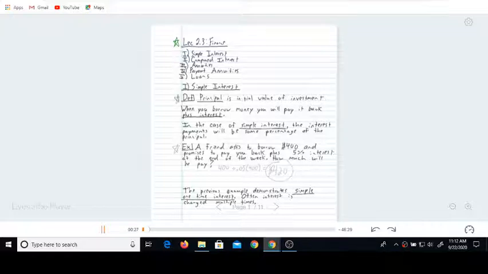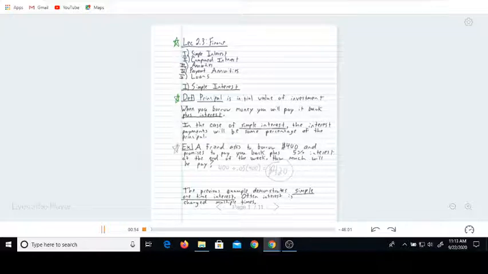Before discussing simple interest, we need to define principal. Principal is basically the initial value of an investment. When you borrow money, you will pay it back plus interest. So when you take a $1,000 loan out, you're going to pay back the $1,000 plus interest. In the case of simple interest, the interest payments will be some percentage of the principal. So that's the simple part of it. It's just a percentage of the principal.